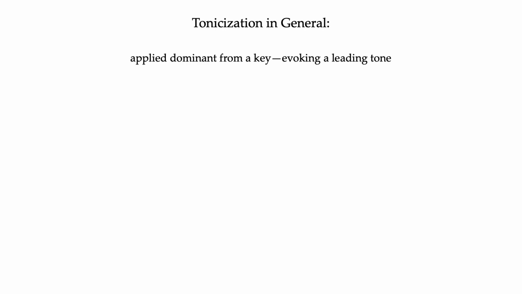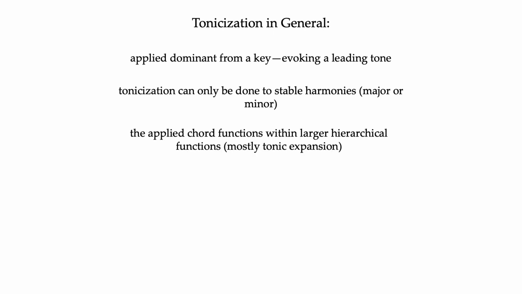All right, so tonicizations in general, again, we're applying a dominant from a key, and we're borrowing it and its leading tone into a new key area, and we're resolving those tendency tones into these major or minor stable harmonies because we're borrowing their dominant chord. And the applied chord functions are going to happen within larger hierarchical functions. In other words, they're going to happen within tonic expansion or within predominant expansion, as in the secondary functions of 5. And we can also see them within dominant function too, which is going to be done in a later video where I talk more about cadential techniques. But this is essentially what we're talking about with tonicization. It's going to still happen within one of these 3 functions. It's not going to be removed from them anyways.